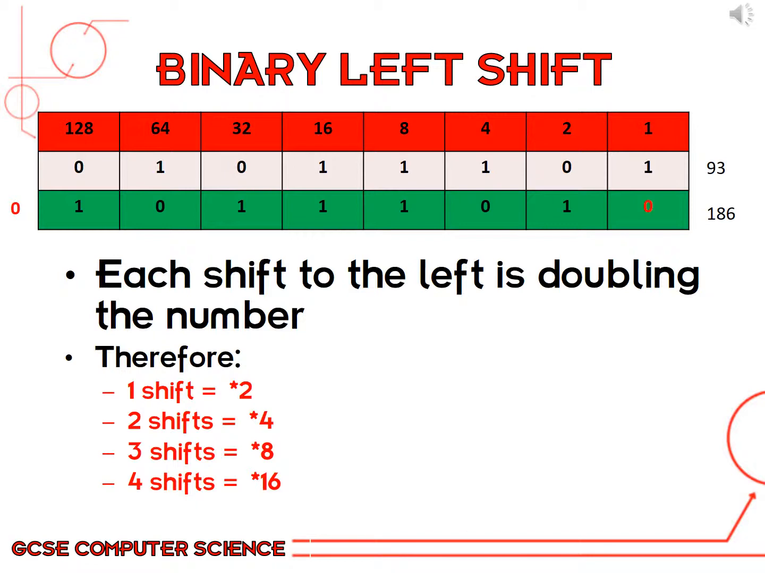Now what a binary left shift does is it doubles the number every time you shift it to the left. So a one shift left is like timesing it by 2. If I move it to the left again, the number will double again, so from its original form it's like timesing it by 4. If you do 3 shifts, then it would be timesing it by 8, and 4 shifts timesing it by 16.